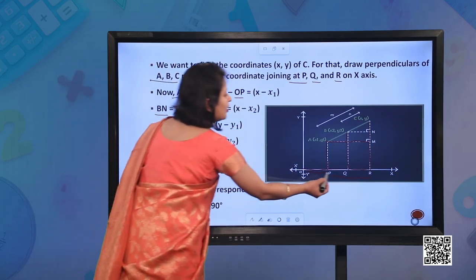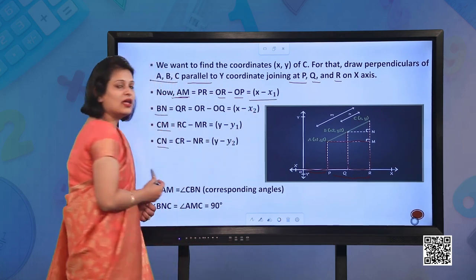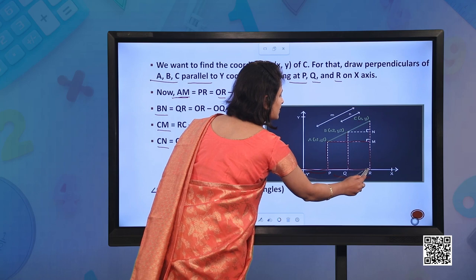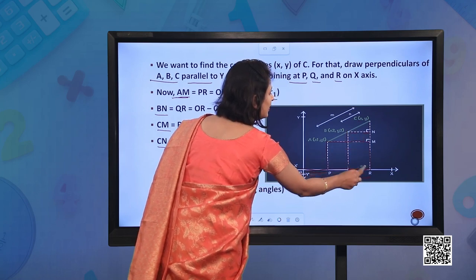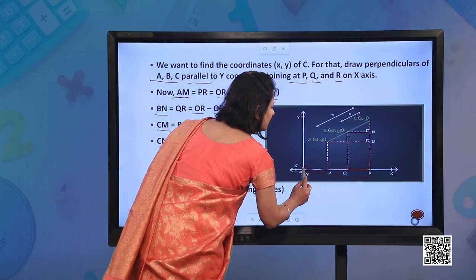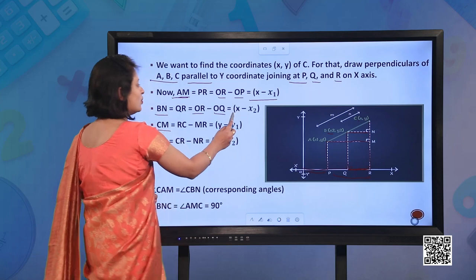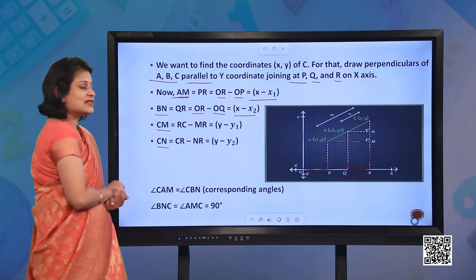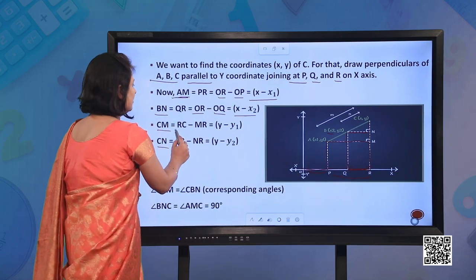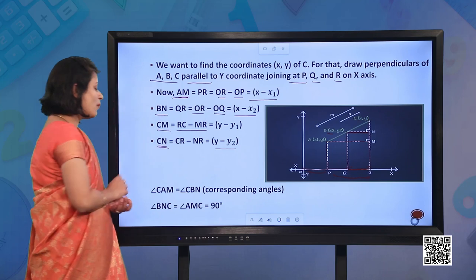Now here OR is x, the total is x, and OP is x1. So x minus x1 will be the value of AM. For BN, I can say this is equal to QR because both are parallel. How will you calculate the value of QR? OR minus OQ. Now OR is x and OQ is x2, so x minus x2. How will you calculate CM? CR minus MR, which will be y minus y1. Similarly, you can calculate CN, which will give you y minus y2.